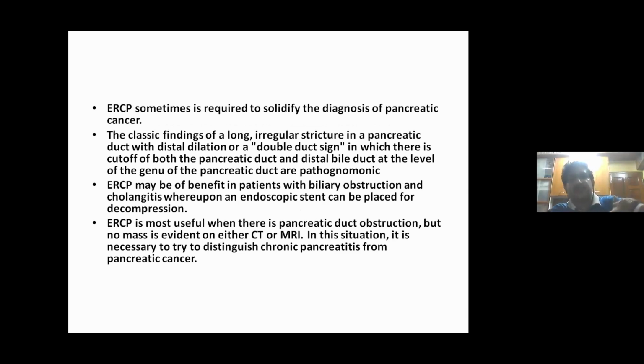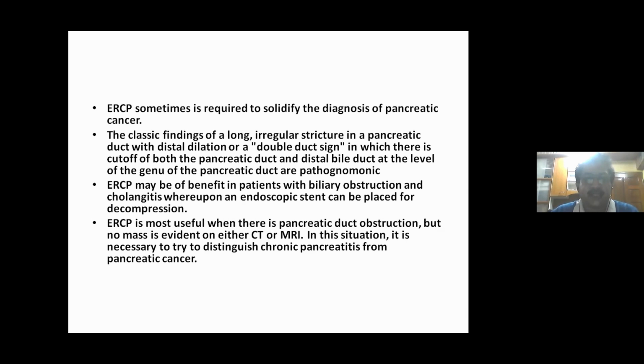ERCP sometimes is required to solidify the diagnosis of pancreatic cancer. The classic findings are a long irregular stricture in the pancreatic duct with distal dilatation, or the double duct sign, in which there is cutoff of both the pancreatic duct and distal bile duct at the level of the genu of the pancreatic duct, which is pathognomonic. ERCP may be of benefit in patients with biliary obstruction and cholangitis, whereupon an endoscopic stent can be placed for decompression. ERCP is most useful when there is pancreatic duct obstruction, but no mass is evident on either CT or MRI.